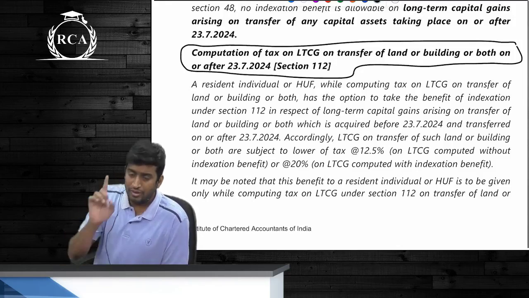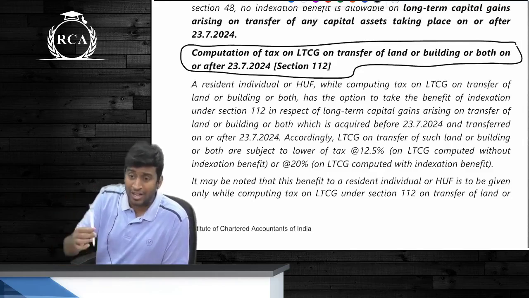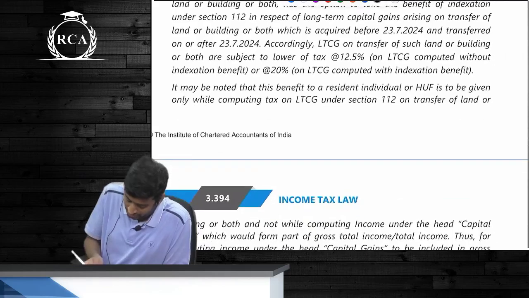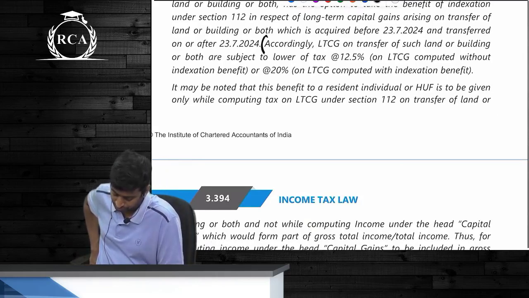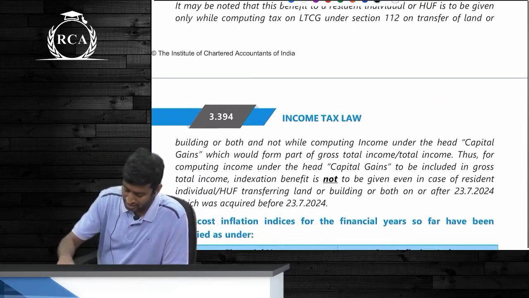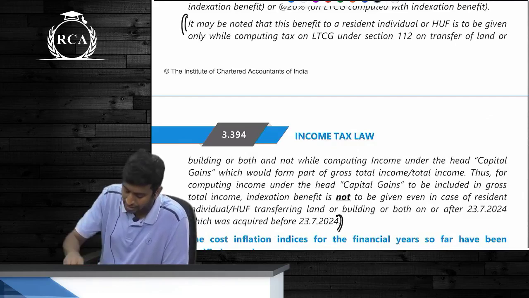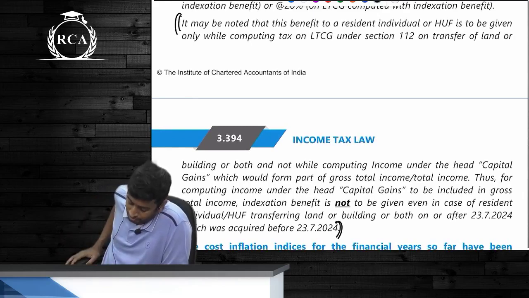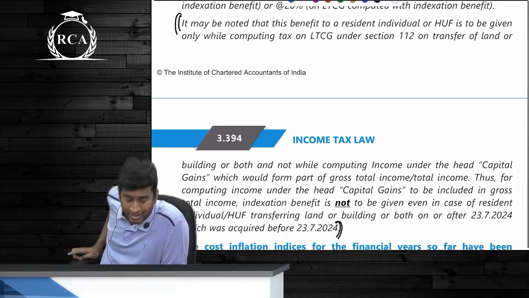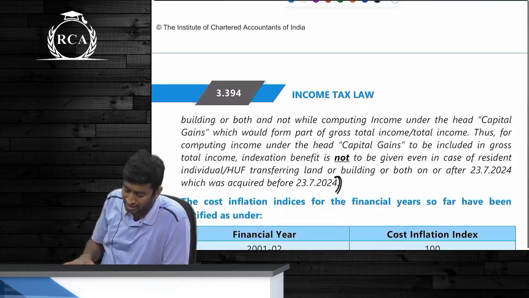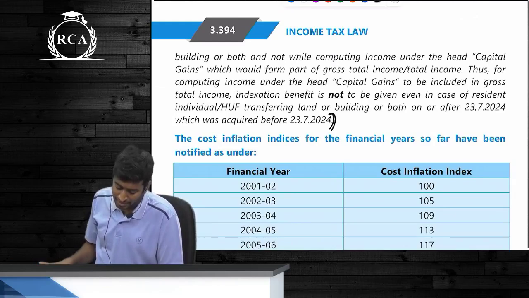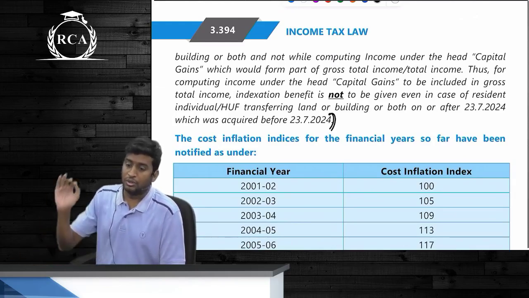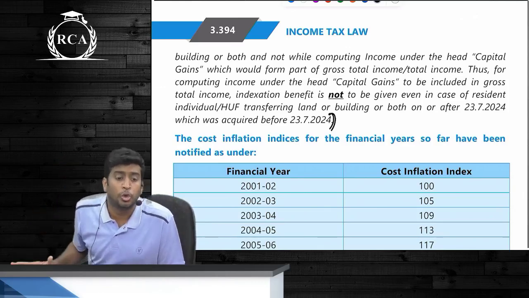Okay. Purchased before, sold after. What is the tax position? Read from here. 12.5% without indexation, 20%. Clear till here? Now this is the most important, and I want you to copy from here, but first we'll read together. It may be only while computing tax on long term under section 112A on transfer of, and not while computing the income from head capital gains which would form part of. That is, for income calculation we will always do without indexation.